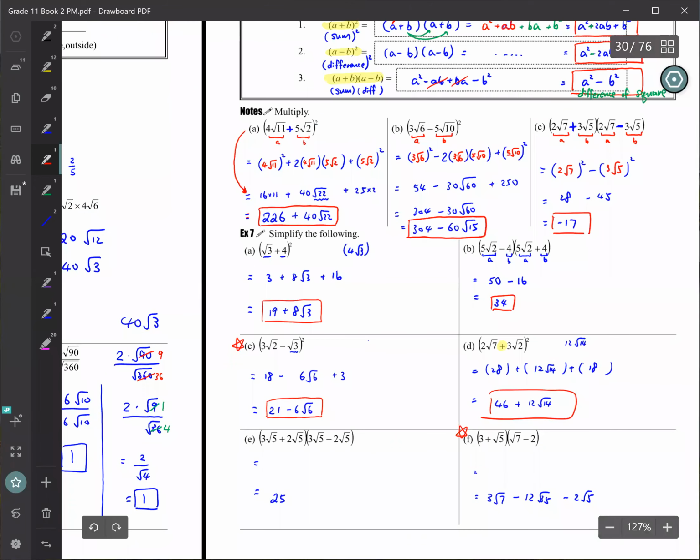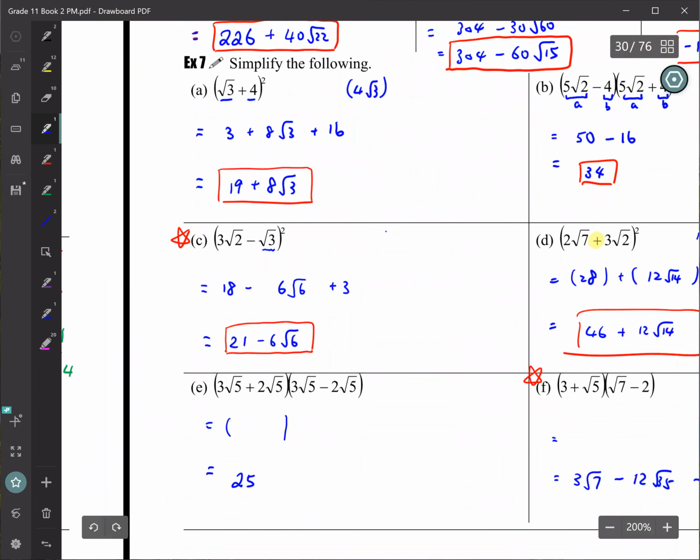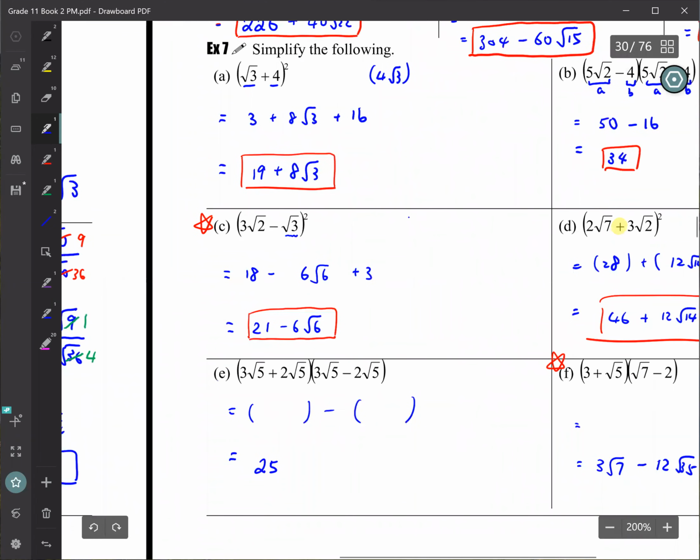Okay, and then we have the 25. I forgot who did 25. Oh, Angela, I think, right? Yeah. Okay, so which formula is this one? It's the third one. Yeah, third one. Okay, so a squared minus b squared. So what's a squared? 9 times 5. Yeah, which is? 45. Yeah, okay, and then b squared? 20. 20, yeah, okay, so that gives us 25, okay?